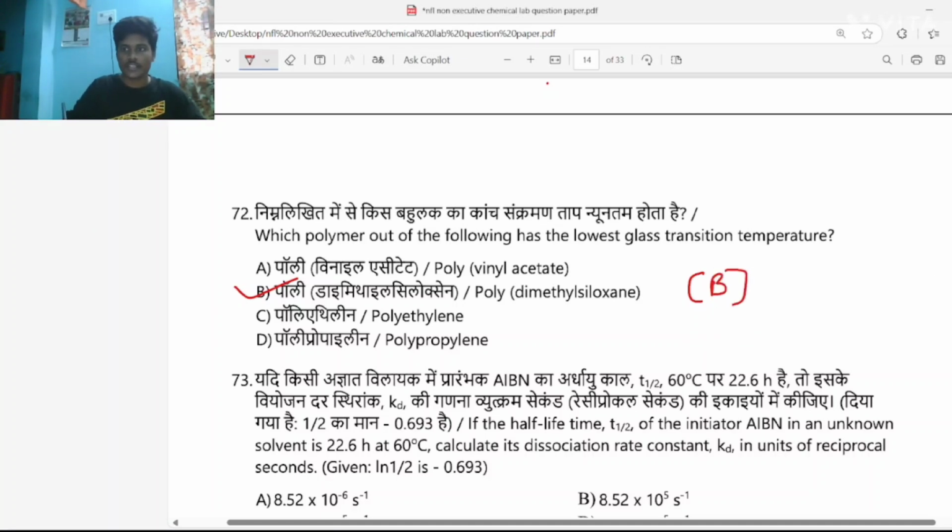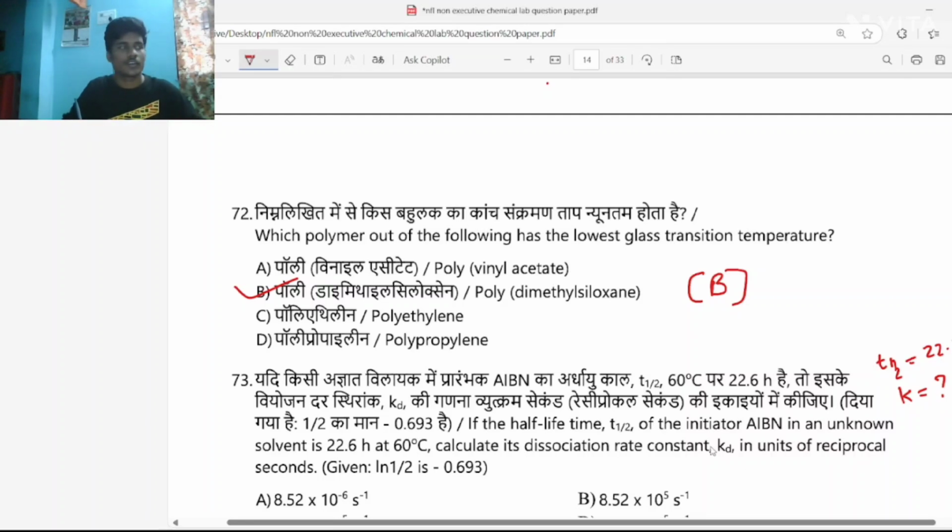Next question, right? The half-life of the initiator AIBN in an unknown solvent is 22.6 hours. Here T half is given as 22.6 hours at 60 degrees Celsius. Calculate the dissociation rate constant, which is nothing but the rate constant. They are asking how much.